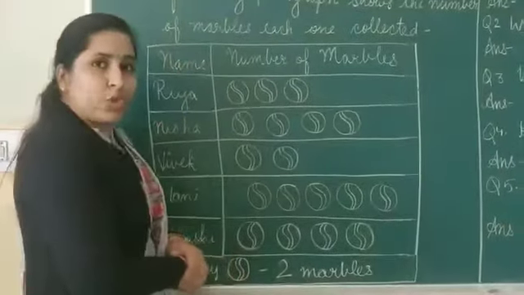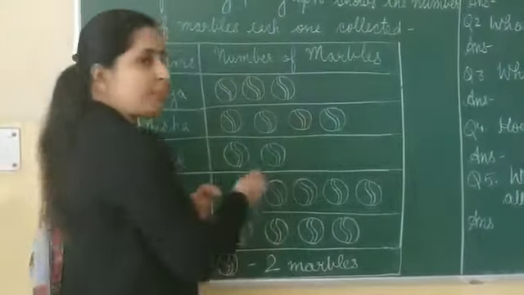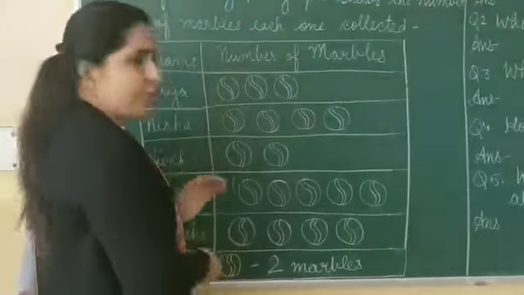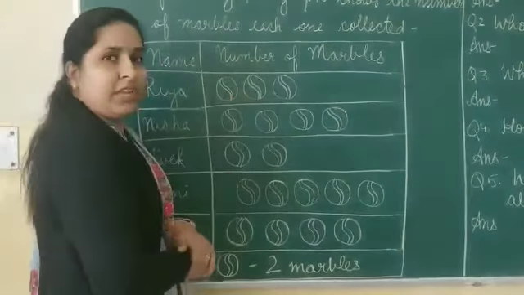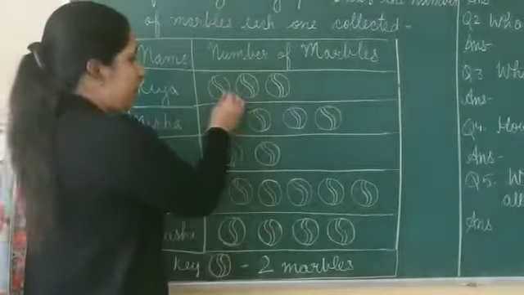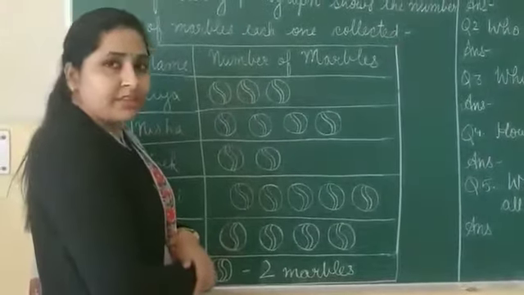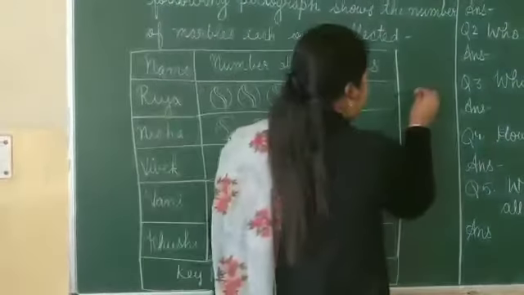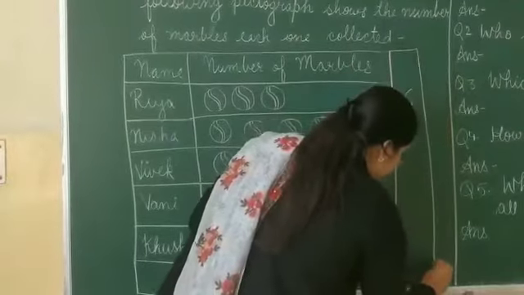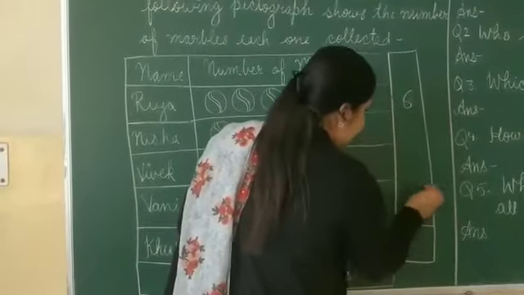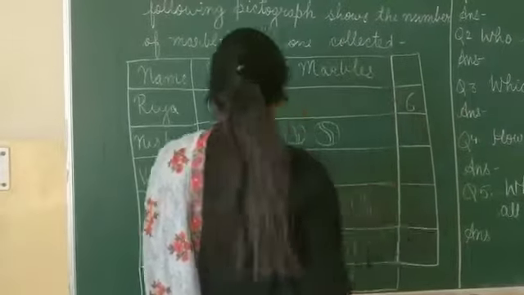So for answering the questions using this key, you will actually write the number of marbles collected by these friends. So first of all write that. Here we can see 1, 2, 3. 3 marble pictures are there. 1 picture stands for 2 marbles. Means 3 pictures means 6 marbles. So you can make one more column here for your ease, and you can actually write the number of marbles collected by these friends, so that you can easily answer the questions.